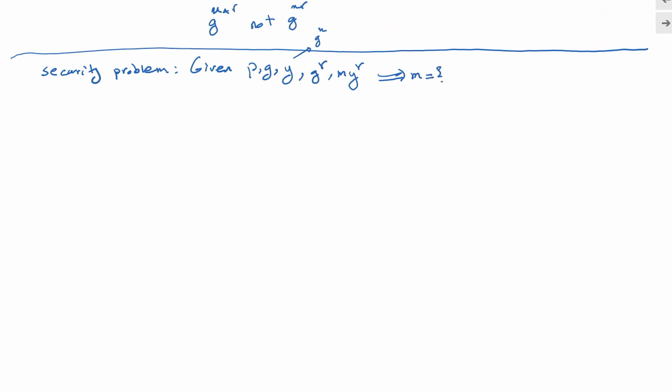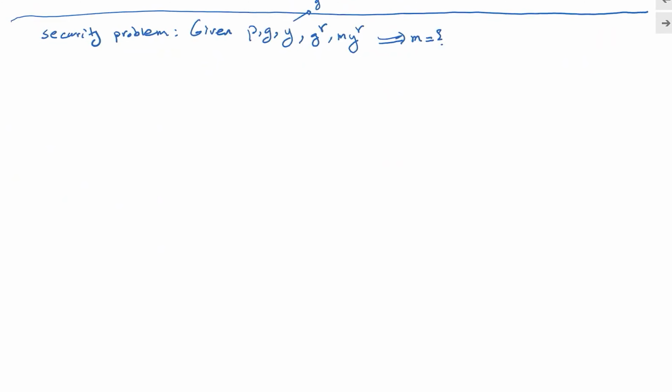What is M? I'm giving you all this information: the P, the generator G, the Y, which is G to the X, because it is a part of the public key. I have G to the R, the first part of the ciphertext, and also M times Y to the R, the second part of the ciphertext. So these two together are the ciphertext. And then I'm asking you to compute M, okay? This is the security problem that we are dealing with for the ElGamal problem. For the proof and different things, we will talk about it later.